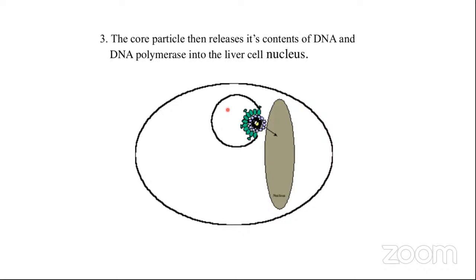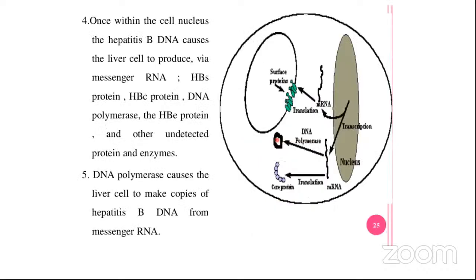Now the next job of this virus is to remove the capsid and all the protein and everything, and then send this naked DNA genetic material into the nucleus of the cell. That will be the next action of this virus. So in this way it will reach the nucleus, and it will be associated with some proteins, DNA polymerase enzymes, and other undetected proteins and enzymes.